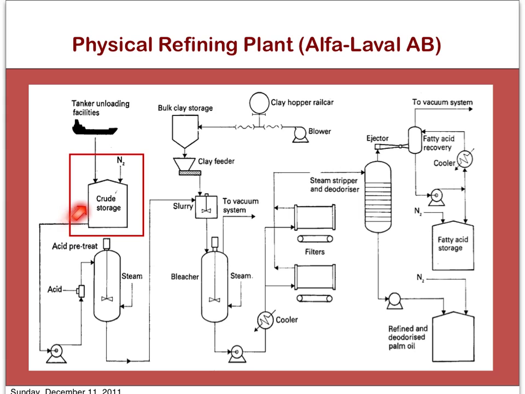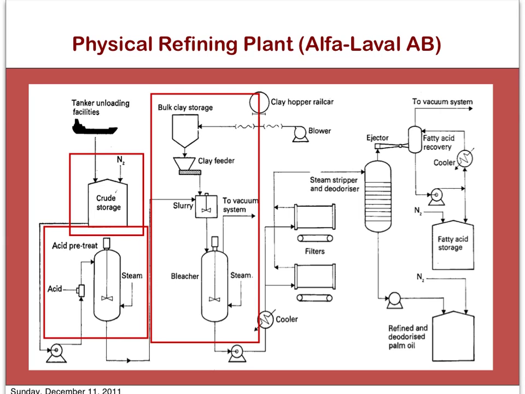So the starting point here is the crude palm oil. The crude palm oil is stored usually in a large tank under nitrogen gas to minimize the oxidation. And next is the degumming step. In physical refining, degumming is a very important step to remove the gums from the oil. So usually we use an acid degumming process, and the process is done under reduced pressure, and the steam is used here to elevate the temperature to aid the degumming process.